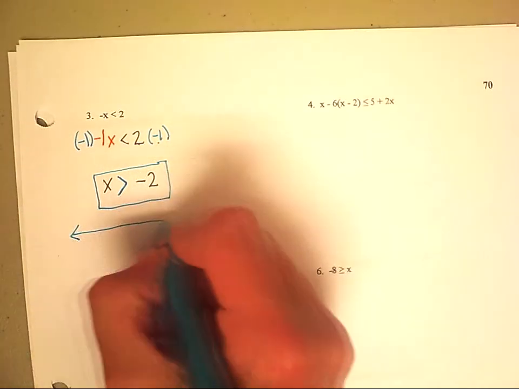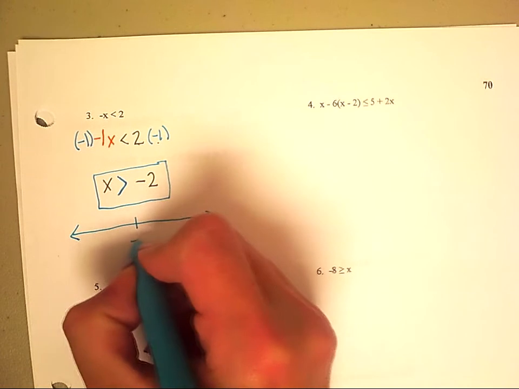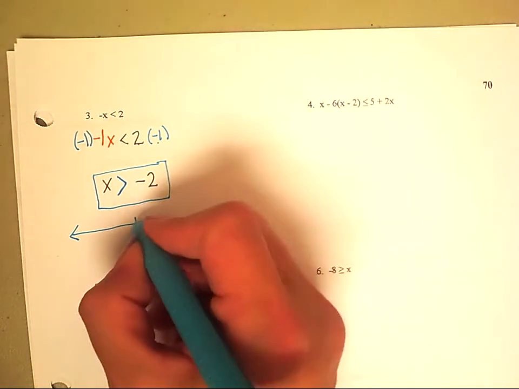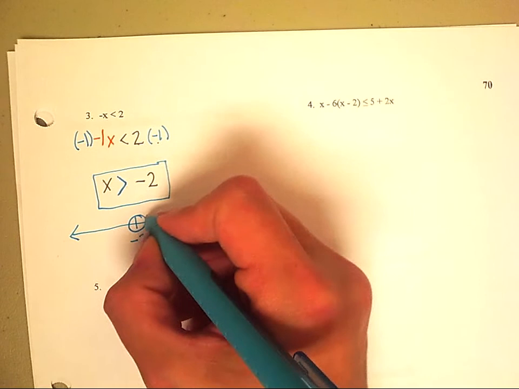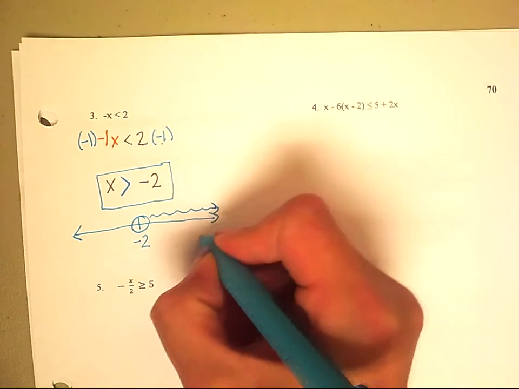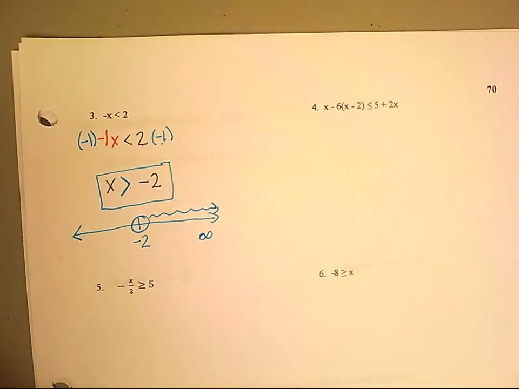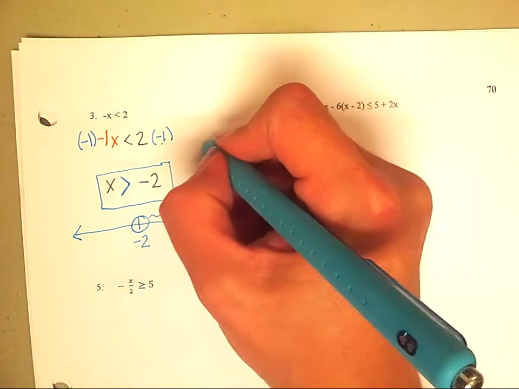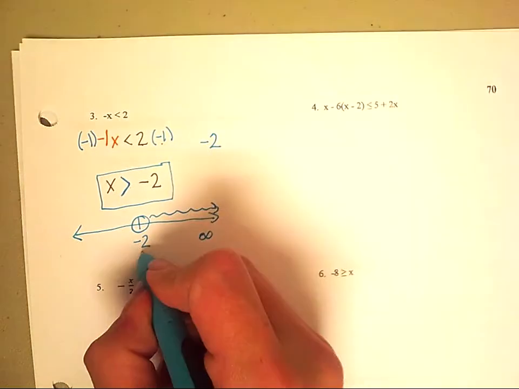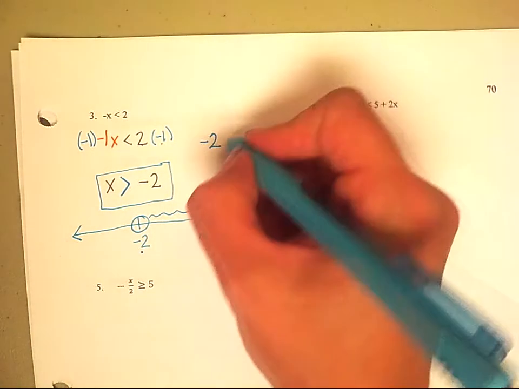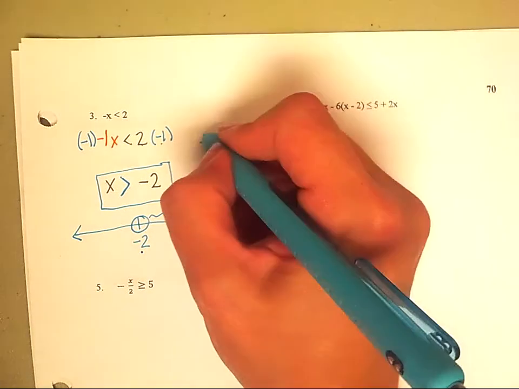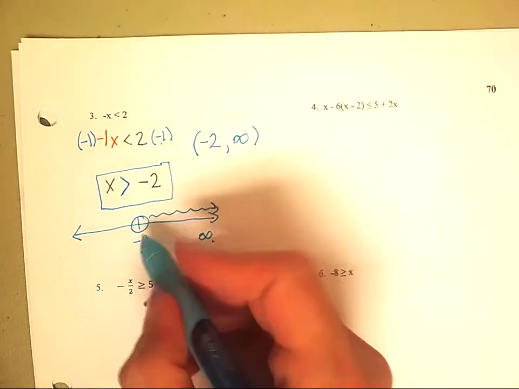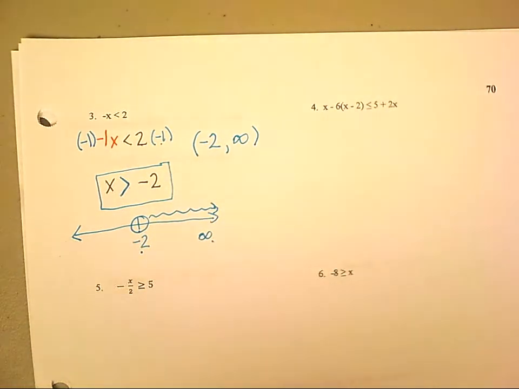So if we put this on the number line, -2 is our point of reference. It is not included because there is no equality, and x can be greater than that, taking off to positive infinity. So in interval notation, the lowest value is -2, the highest value is infinity. Infinity never gets a bracket, and -2 doesn't in this case because there's no equality.